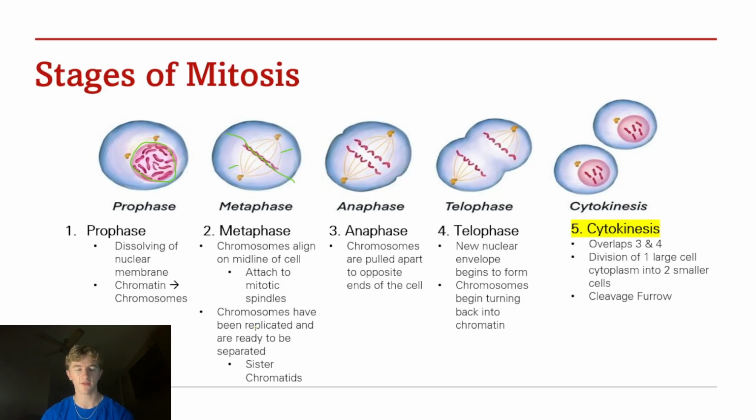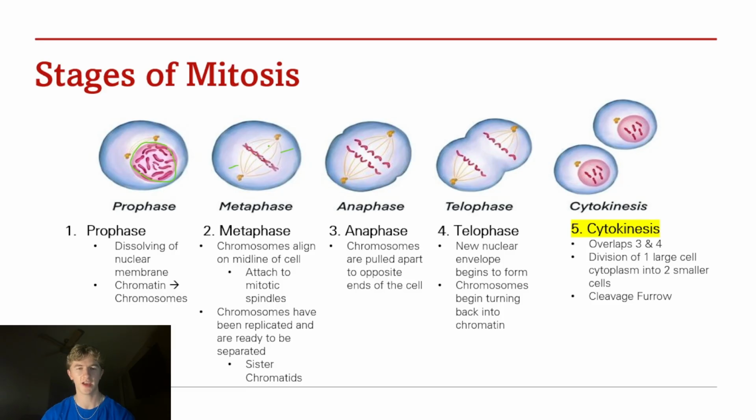And the chromosomes have also been replicated at this stage, so they are ready to be separated. You can't really see here because I drew over it. Let's see if I can erase it. Yeah, so the chromosomes here, you can see they're kind of in pairs. They're making little X's. And these pairs are called sister chromatids, right?